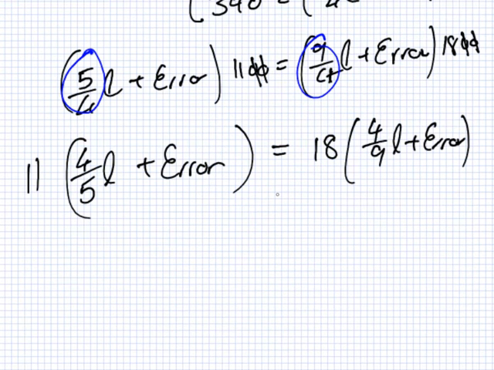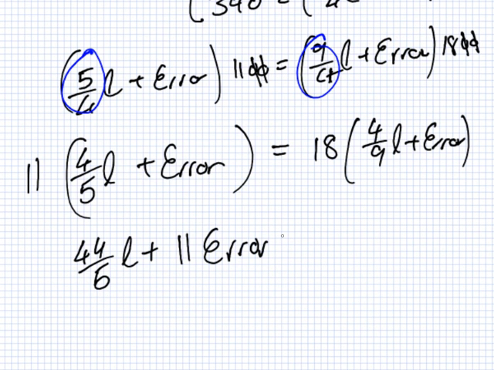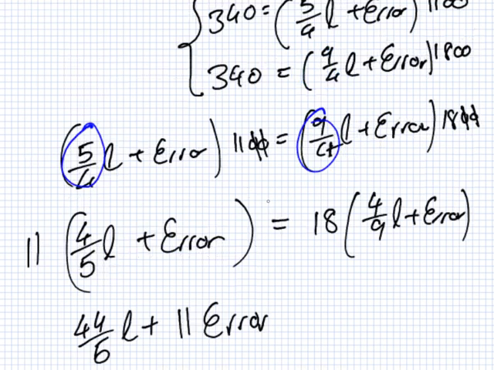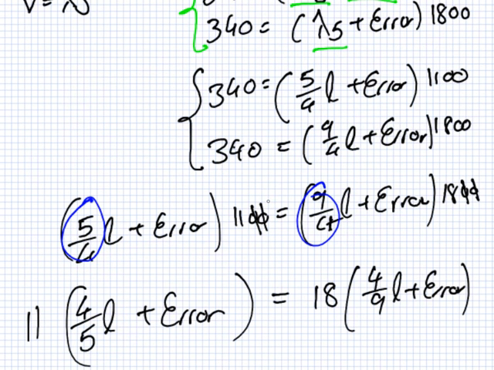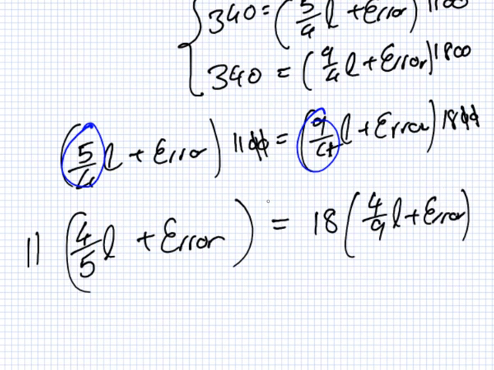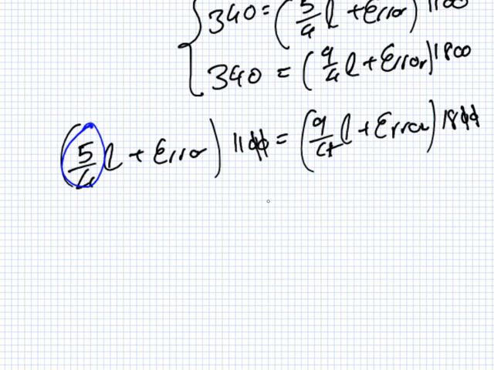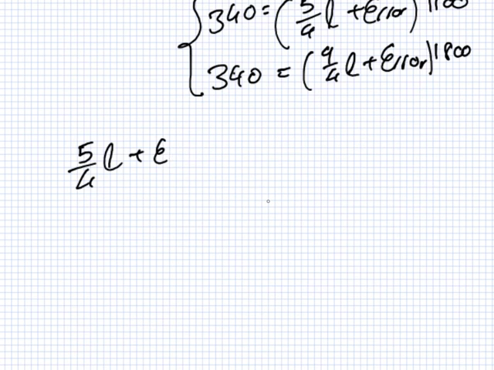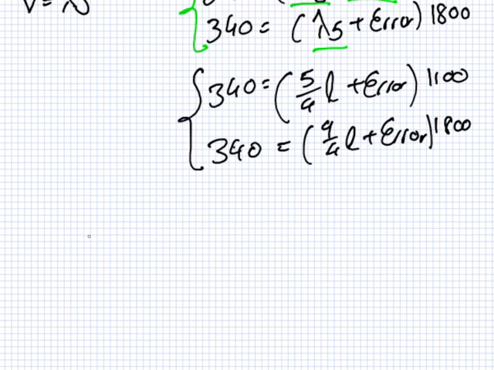Okay, so here I have 44 over 5L plus 11 error. Equating them's not the best thing to do. No, stop, abort, abort. Don't do this. Right, I'll just simplify them.